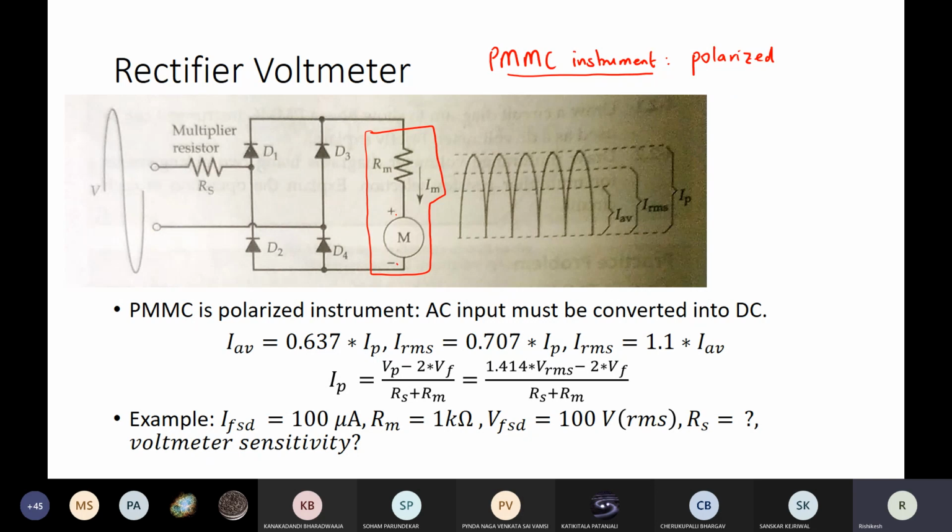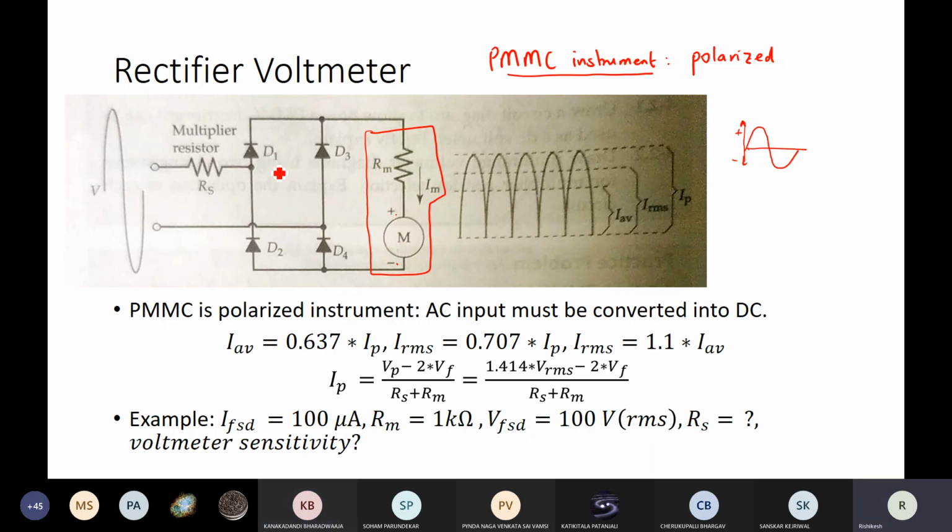Since we are trying to utilize it for AC measurement, which has both polarities, positive and negative, one has to first rectify the AC quantity before applying it to the PMMC instrument. Have you studied a rectifier in the previous course, basic electronics? Yes, sir.